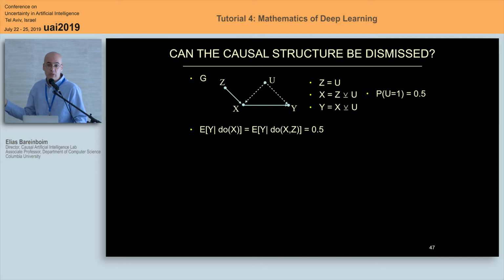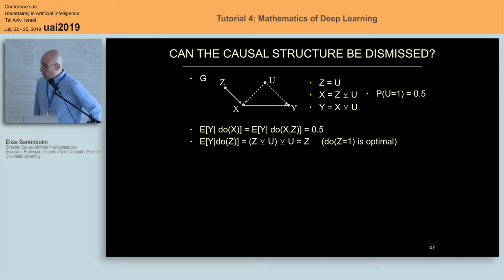What about if you do the intervention on Z? Let's replace here: Y is equal to Z XOR U plus U, that is Z. Then the expectation of Y equal to 1 given do Z equal to z is z. Given that we are intervening on Z, if you are able to set Z equal to 1, you are able to keep Y equal to 1 all the time, which is higher than the do X counterpart. So in this first example, do Z equal to 1 is optimal. It defies this very strong intuition of getting closer, which opens up the problem.